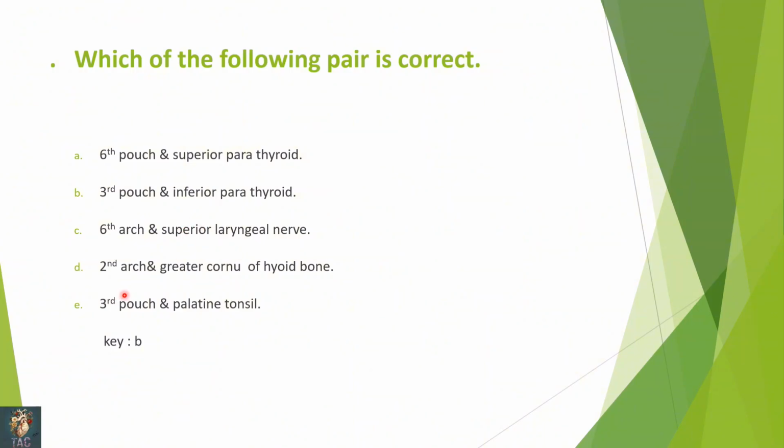Second arch and greater cornu of the hyoid bone, the second arch forms the lesser cornu, not the greater cornu. The third pouch and palatine tonsils, so palatine tonsils are derived from the second pouch. So the correct option over here is third pouch and inferior parathyroid.